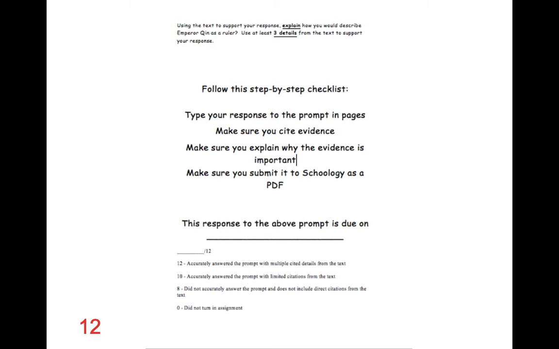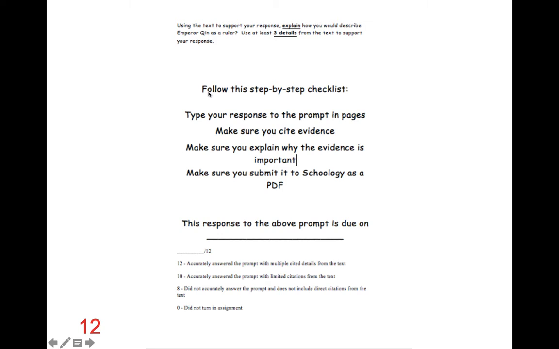For the purposes of RTDA, you do not have to have an intro. You do not have to have a conclusion. This is just to get us thinking about how we cite text and how we then analyze that text in our own words to explain how it answers the prompt.